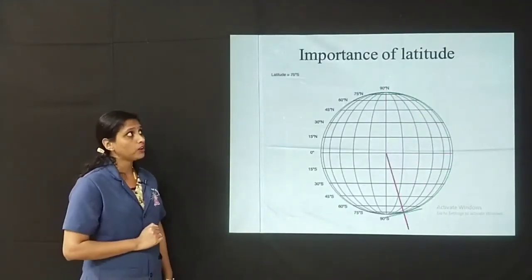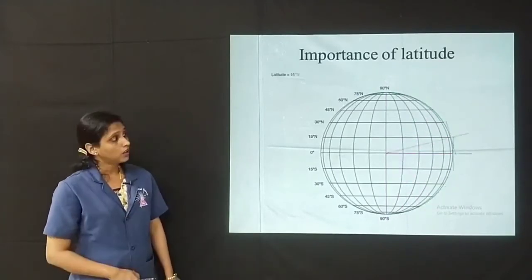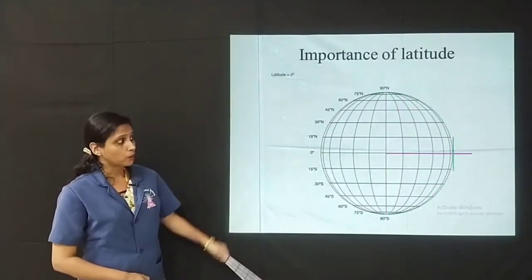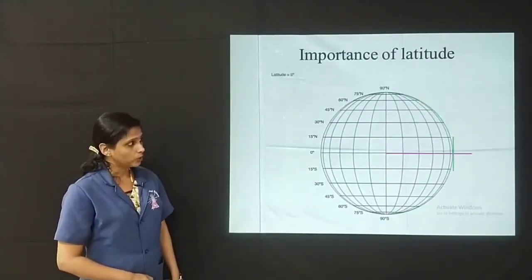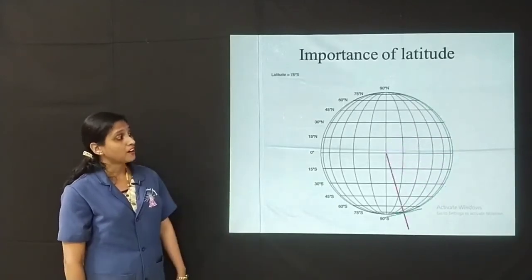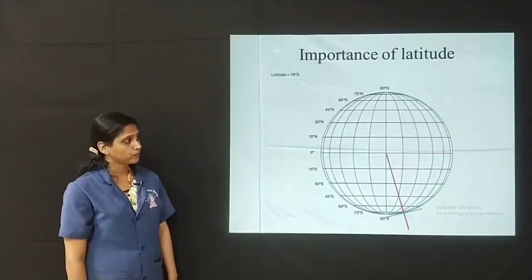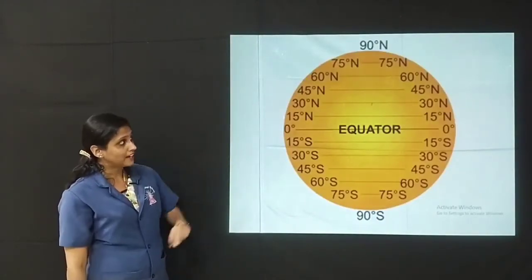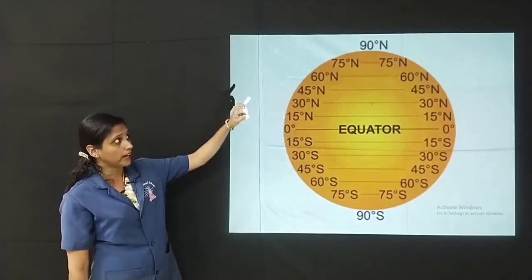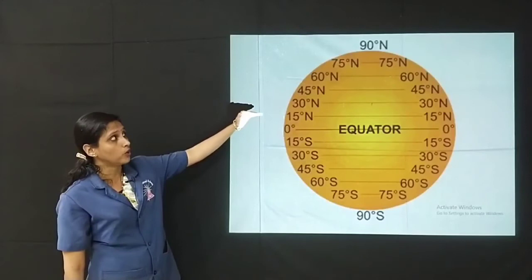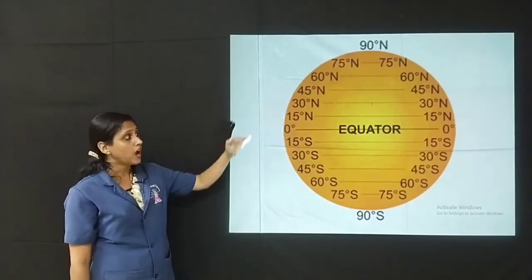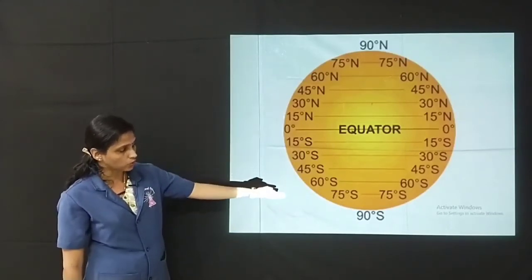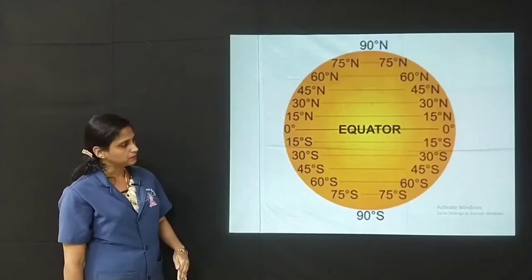Now, let us learn about importance of latitude. Latitudes are used to locate the north-south position of the places in the globe. The latitudes are measured in degrees. The 0 degree latitude is the equator. The latitudes are measured from 0 degree to 90 degrees north while moving to the North Pole in the northern hemisphere, and 0 degree to 90 degrees south while moving towards the South Pole in the southern hemisphere.